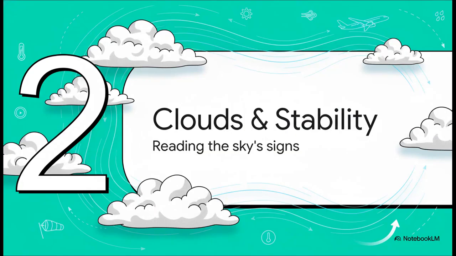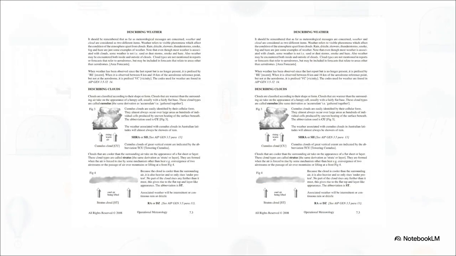All right, so we've got these huge, invisible forces moving air around the globe. But how does that turn into the weather we can actually see? The stuff we have to fly in, around, or through? Well, it all boils down to two things, clouds and stability. And this slide is perfect for showing the two main families of clouds.